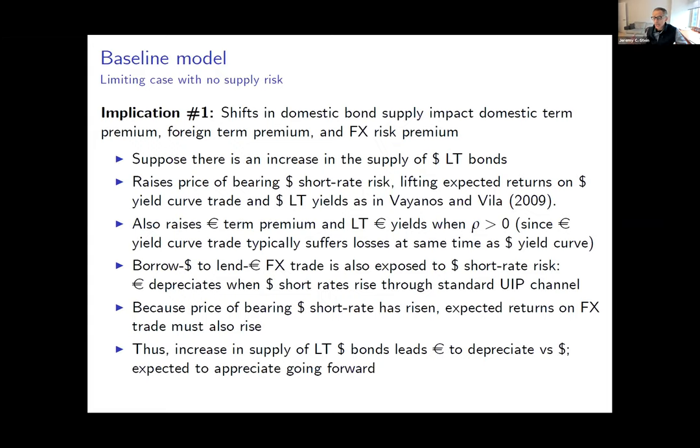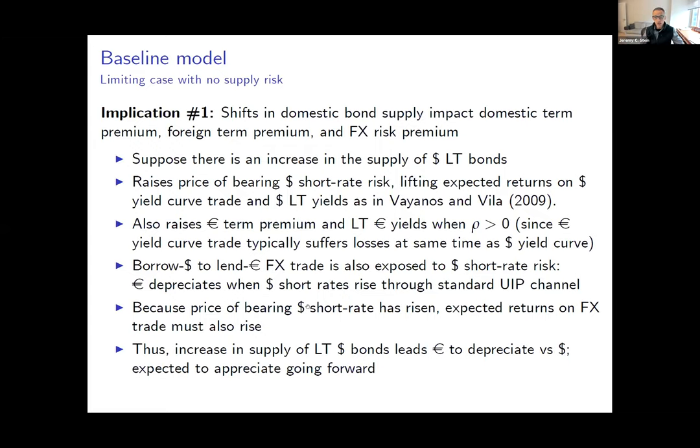Suppose you get a shock that increases the supply of long-term treasury bonds. Okay, what do we know has to happen? There is now more US rate risk to be borne. So the US term premium has to go up. That's just the Vayanos-Vila type of logic. Okay, but now it's also going to raise the euro term premium, because to the extent that the short rate processes are correlated, there's also more risk to be borne by European investors. But since that correlation is less than one, you get a less than one for one effect. So if the term premium in the US went up by, let's say, 1%, maybe the term premium in Europe would go up by 25 basis points.